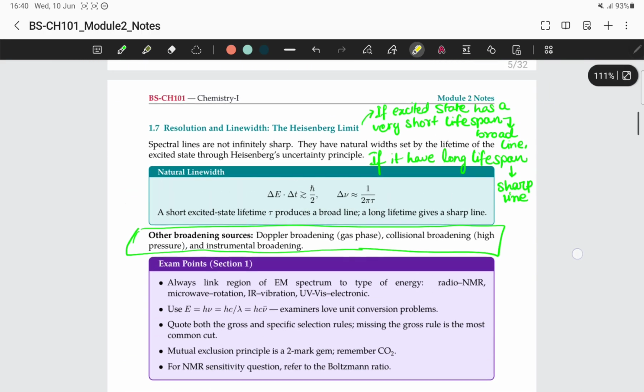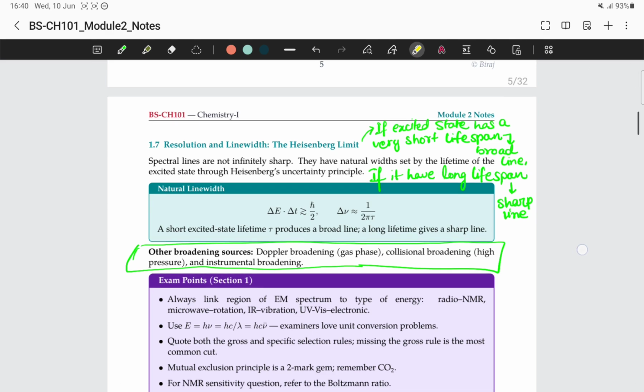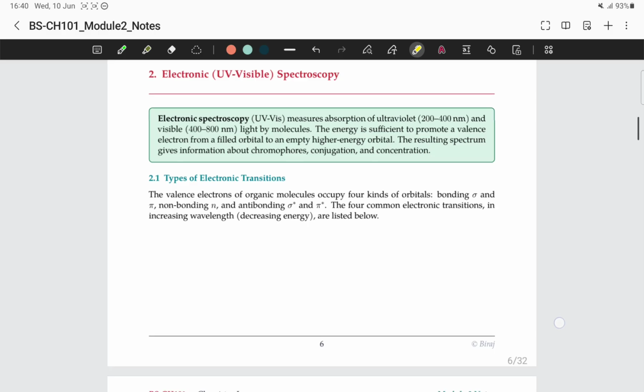So this is the fast overview of it. This is 5 minutes, and those who have already learned can skip these 5 minutes. Now I'll be moving to today's topic.